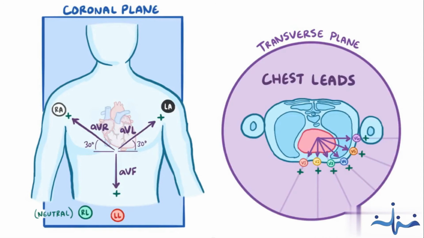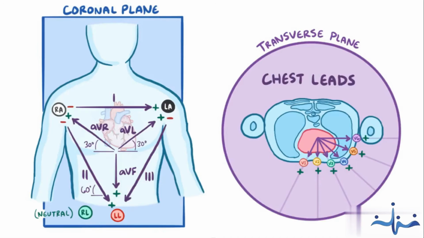Now, in addition to these 3 limb leads, there are also bipolar limb leads called lead 1, 2, and 3, which are recorded using 2 electrodes instead of just 1. Lead 1 uses the right arm as the negative pole and the left arm as the positive pole, forming a vector that goes to the right. Lead 2 uses the right arm as the negative pole and the left leg as the positive pole, forming a vector that goes to the plus 60 degree mark. And lead 3 uses the left arm as the negative pole and the left leg as the positive pole, forming a vector that goes to the plus 120 degree mark.